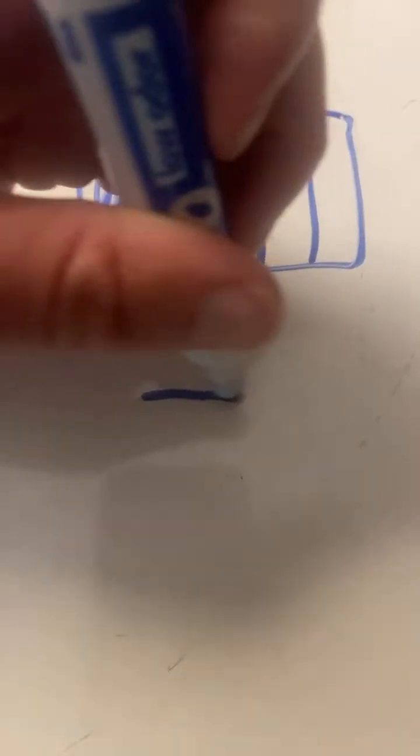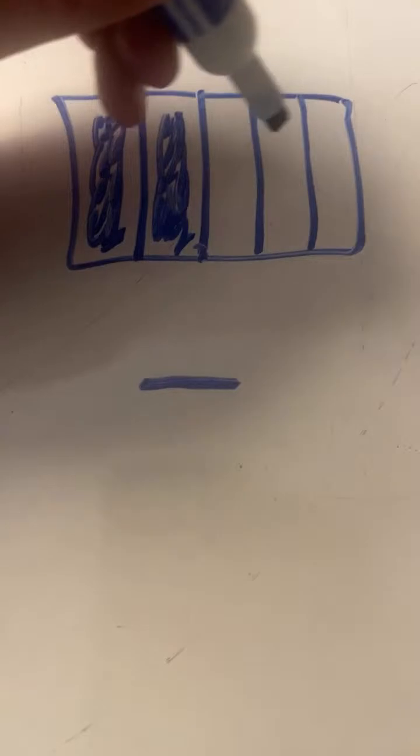All right, now I'm identifying the fraction that this figure represents. Step 1, you count the total number of pieces. So I'm counting the unshaded and the shaded. So to find the denominator, we count the total number of pieces. 1, 2, 3, 4, 5. So 5 is our denominator.